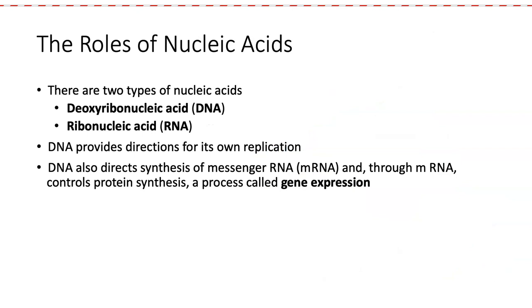There are two main kinds of nucleic acids. There's deoxyribonucleic acid, DNA, and ribonucleic acid, RNA. DNA does provide directions for its own replication, right? So that's like how cells divide. We'll be talking about that at that point. We'll also be talking about how you pass information down to the next generation. That's why DNA is important, that it can make copies of itself.